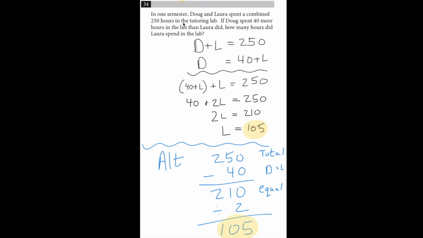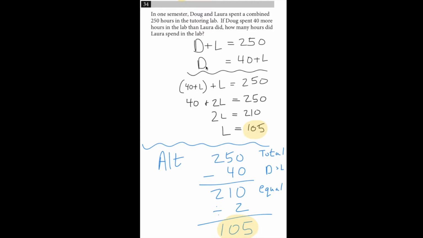In one semester, Doug and Laura spent a combined 250 hours in the tutoring lab. If Doug spent 40 more hours in the lab than Laura did, how many hours did Laura spend in the lab? So you've got these two different relationships. Doug and Laura have a total of 250, and Doug is going to be 40 more than Laura.